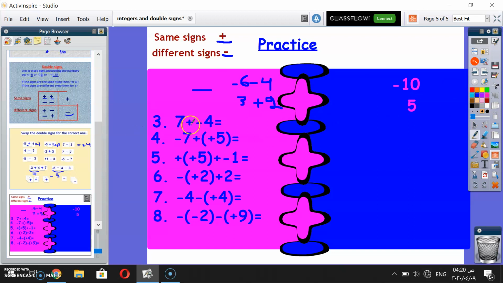Here positive and negative, so different signs, replace them by a negative, so equal to 7 minus 4 equal to 3, or plus 3. Positive and positive, so same sign, replace them by a positive, so minus 7 plus 5 equal to minus 2.